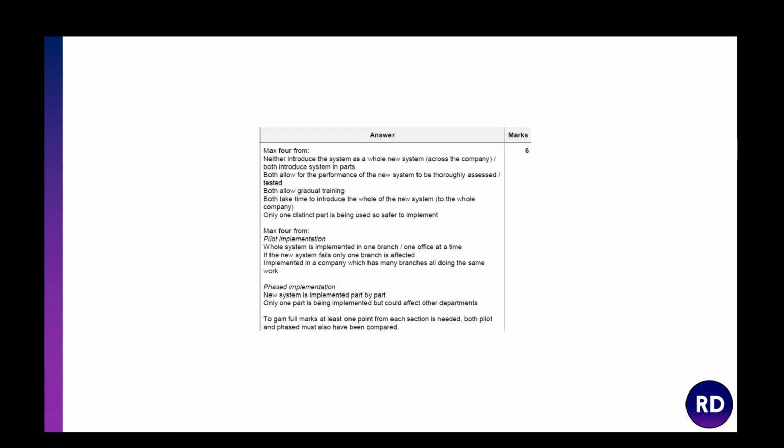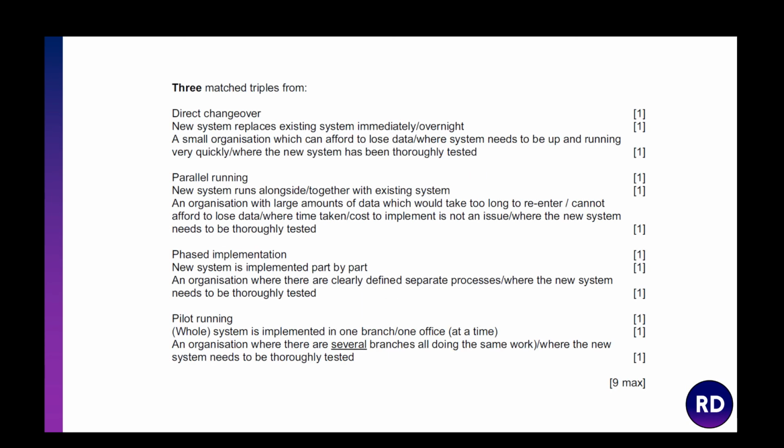However, pilot implementation is implemented in one branch at a time, so if one system fails, only one branch is affected. It suits a company which has branches all doing the same work. Phased implementation is done part by part, so only one part has been implemented, but this could affect other departments. Now, if you were talking about different types, you'd talk about the direct changeover, parallel, phased, and pilot, looking at a mark for each one of these different points.